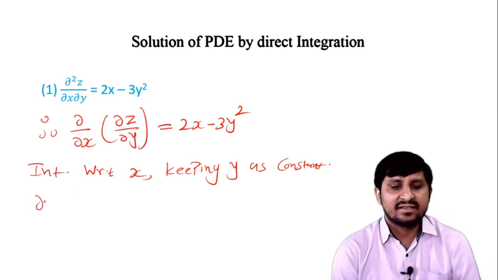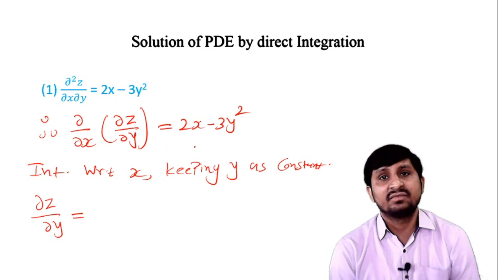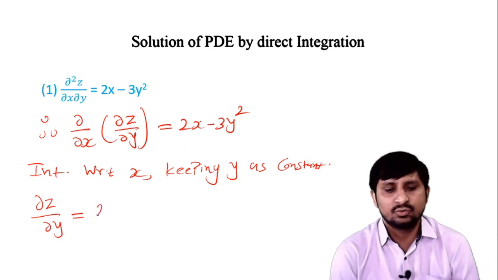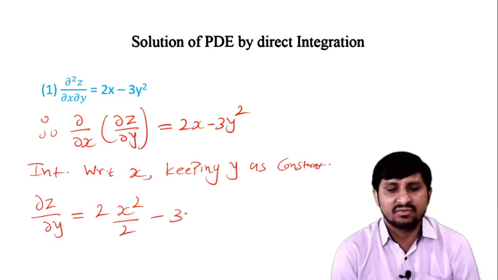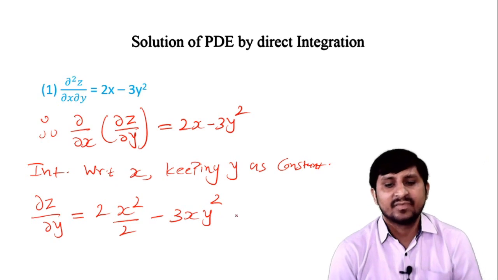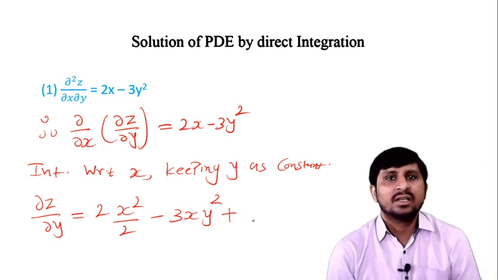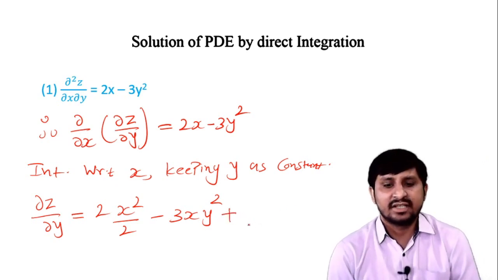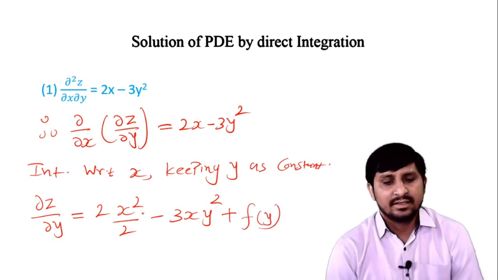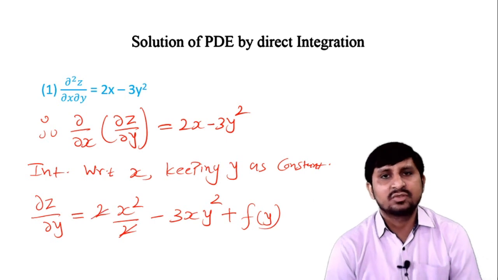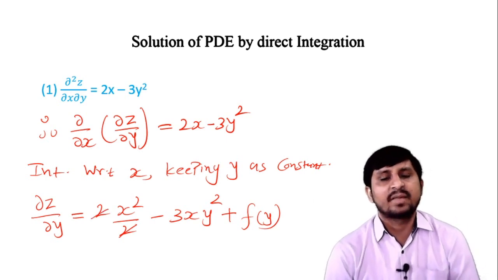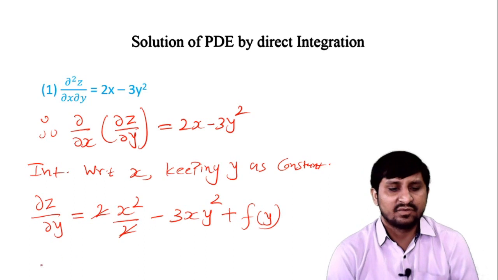So now on the left hand side we have del z by del y, and on the right hand side integration with respect to x only. So this is 2 into integration of x, that is x square by 2, minus 3y square is a constant term, so integration of 1 is x, and we have to add some constant, which is a function of y. So call it f of y, clear. Now this 2 will be cancelled out, so del z by del y is x square minus 3xy square plus f of y.